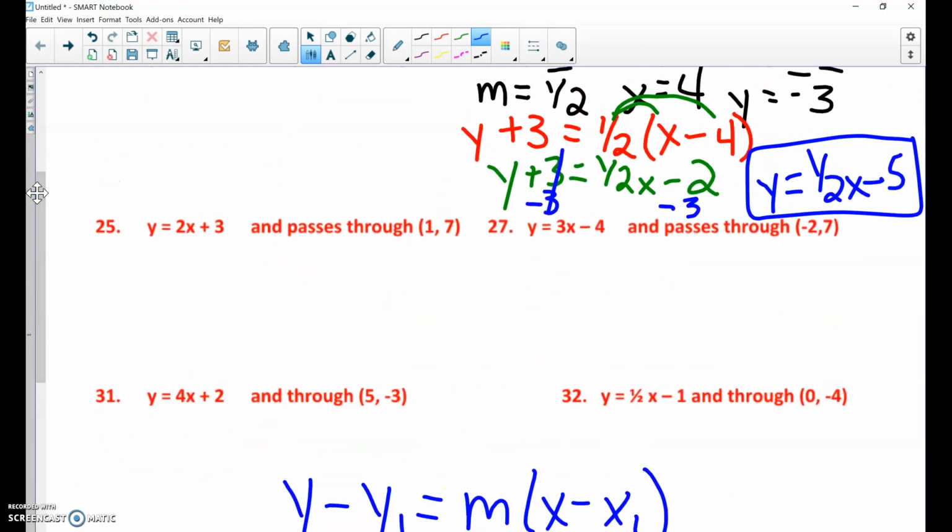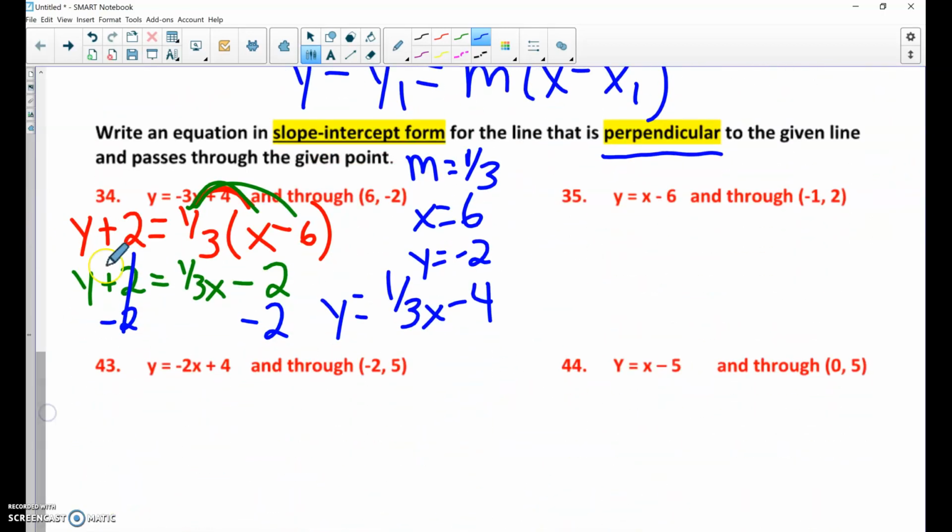All right. And then the answer for number 25, so that we all have it and can check our work, is y equals 2x plus 5. For number 27 is y equals 3x plus 13. For number 31 is y equals 4x minus 23. For number 32 is y equals 1/2 x minus 4. I just did 34 with you. 35 is y equals negative 1x plus 1. 43 is y equals 1/2 x plus 6. And 44 is y equals negative 1x plus 5.